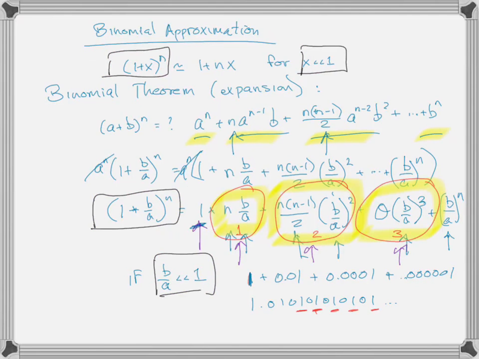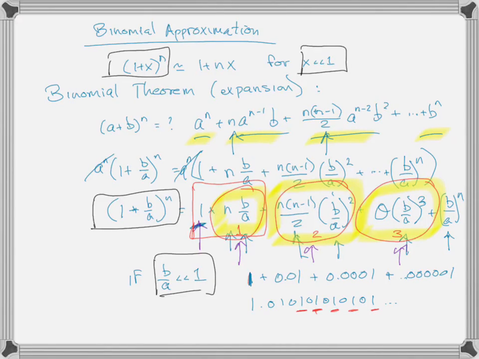Hence, the binomial expansion says that if b over a is much, much less than 1, this quantity to first order is good enough. Not only is it good enough, it's really good enough, because that next decimal place is so far down the line that we could never be that accurate. So, the binomial approximation is just taking the first order.